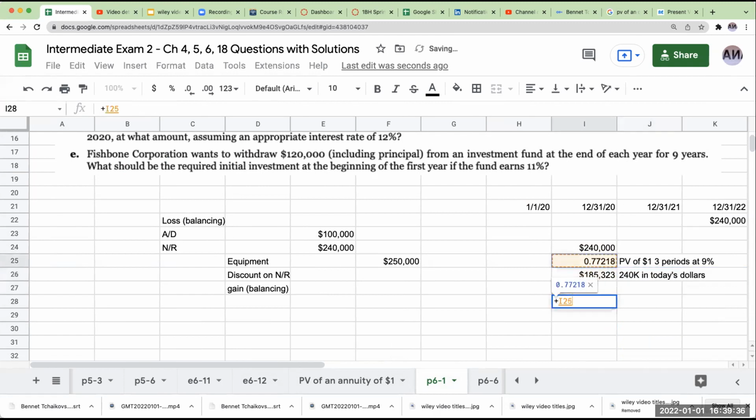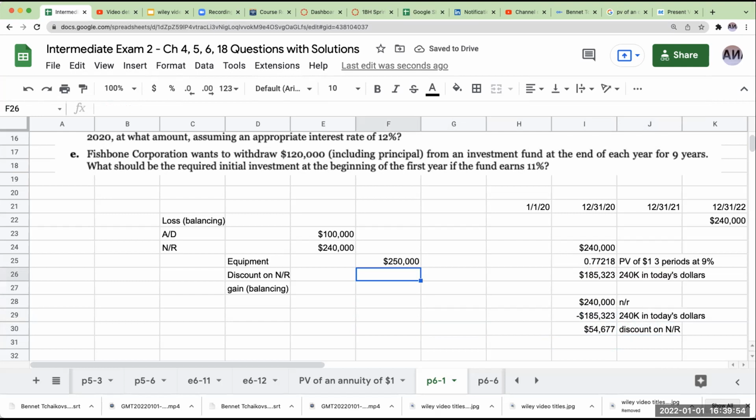So my discount amount is going to be the note receivable less this 240 in today's dollars. So my discount on the notes receivable is going to be 54,677. Now, every single year I'm going to be recording interest revenue. I'm going to debit the discount on the note receivable and credit interest revenue based on the carrying value of the note.